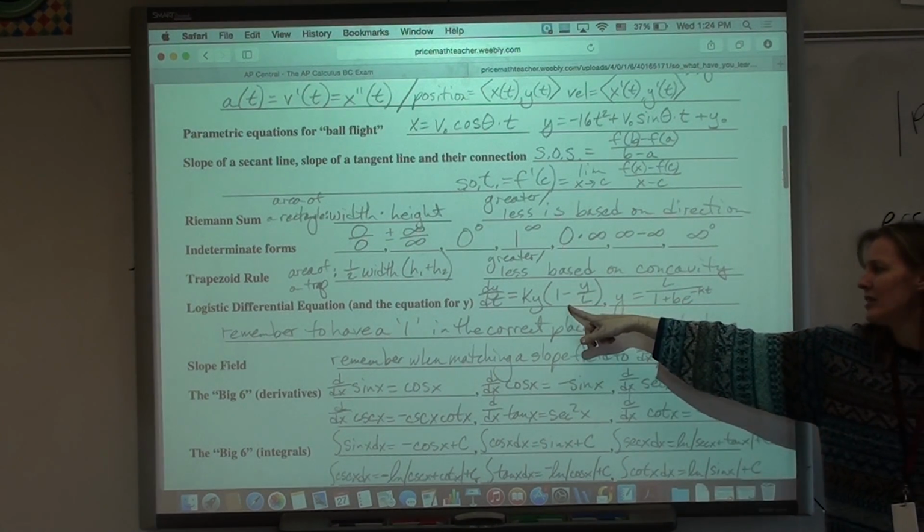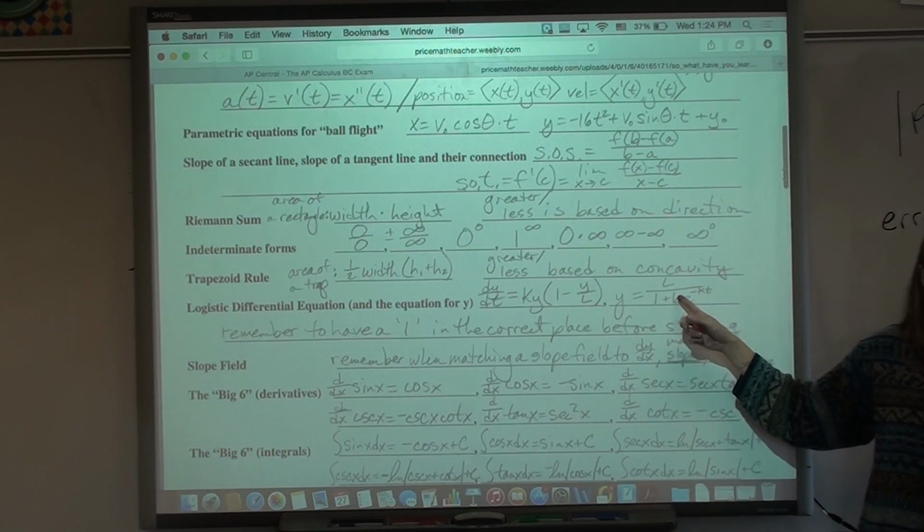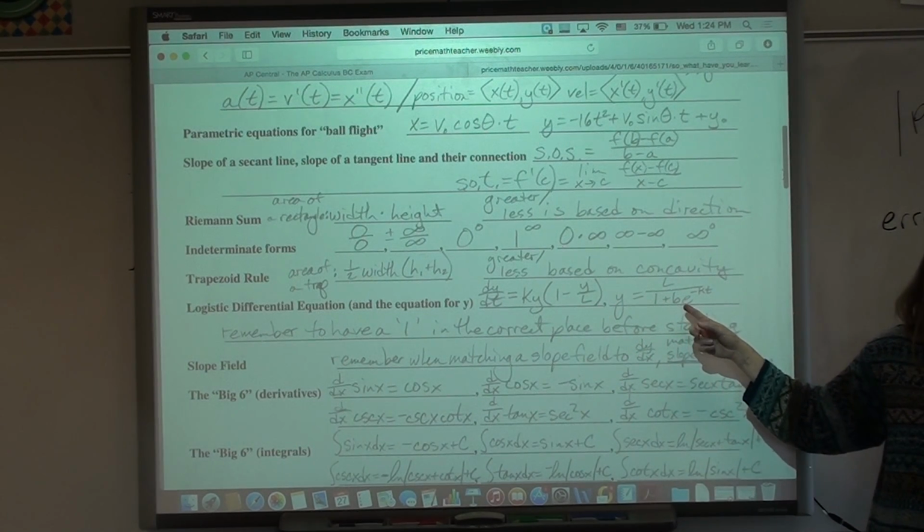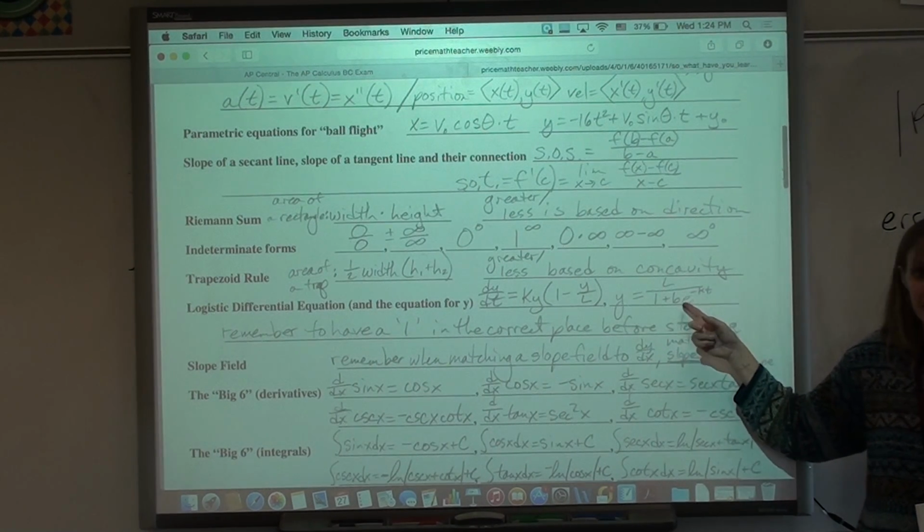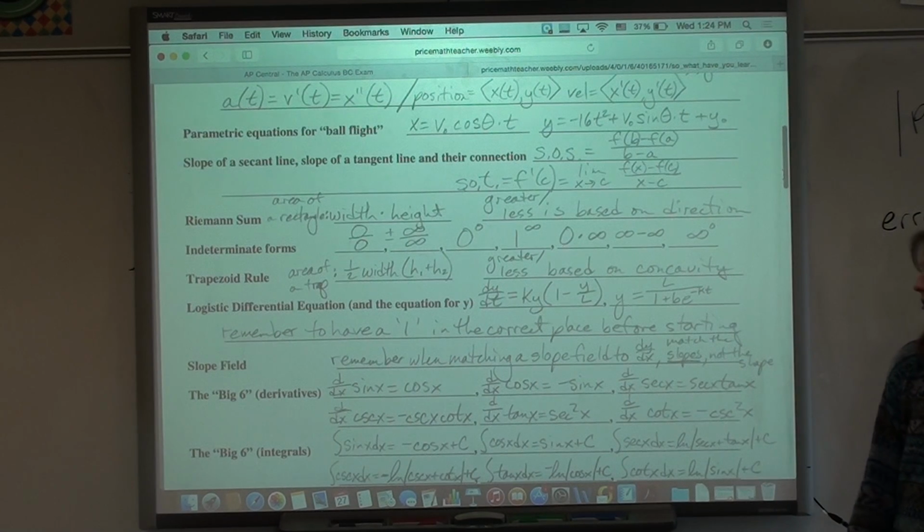If you have this, you can derive this, but it's not an easy separable differential equation. It's doable, we did it, but it's not super easy. So it's so much better if you just know this. So I would just know this. Just make sure you have a 1 in the right place before you start.